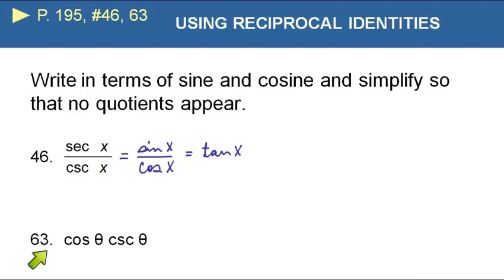And now let's look at this one, cosine times cosecant. Having cosecant in the top is equivalent to having sine in the denominator. So cosine divided by sine reduces to cotangent, and that is another quotient identity that we'll look at in just a minute.